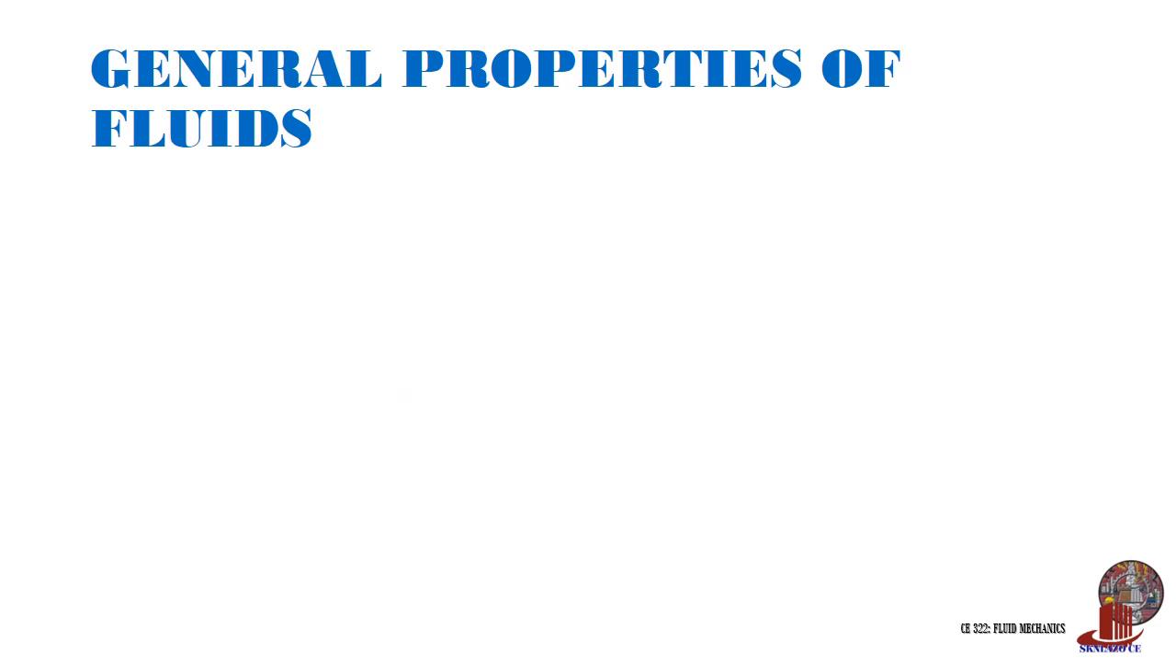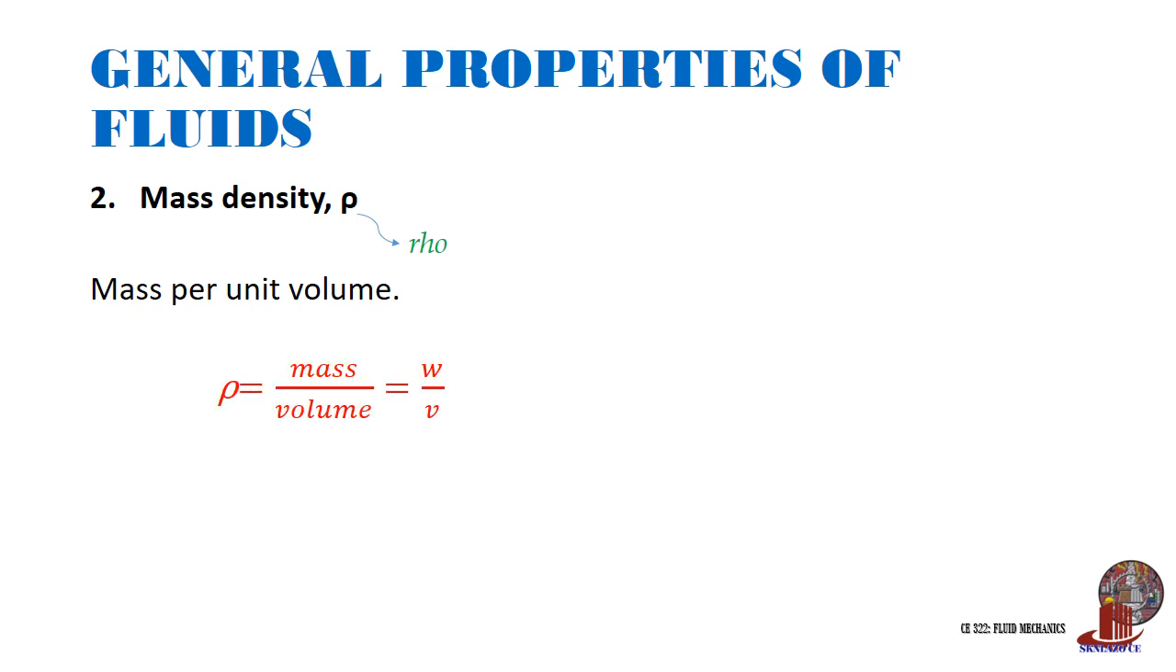The next parameter is mass density, which is designated as ρ. Mass density is defined as mass per unit volume. In equation form, mass density is equal to mass over volume, or ρ is equal to m over V. The unit for mass density is slugs per cubic foot in FPS and kilogram per cubic meter in SI units.